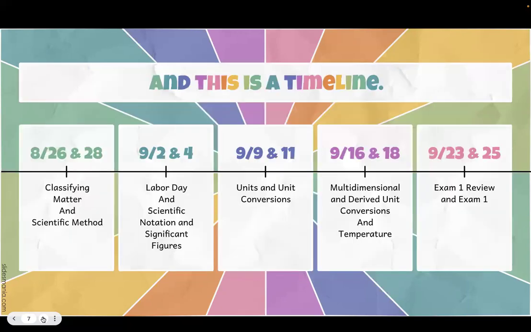This is a timeline of the first 5 weeks of class. So we'll be looking at classifying matter and the scientific method. And then we'll explore scientific notation and significant figures, units and unit conversions, and then multidimensional or derived unit conversions and temperature. And then you'll have your first exam towards the end of September.